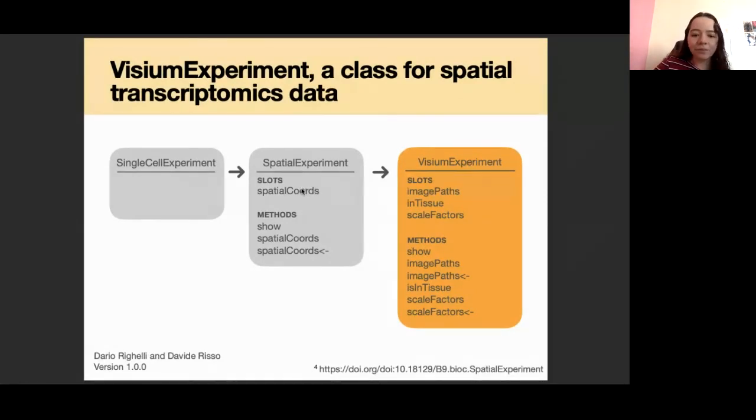And it contains specific slots to store the spatial coordinates for its small group of cells containing a spot. Also, the paths for the tissue images, information about which spots are covered by tissue, and the scale factors to know the location of the spots in pixels, and methods to set and retrieve this information. The class was designed to hold a unique sample, and it is contained in the package SpatialExperiment.